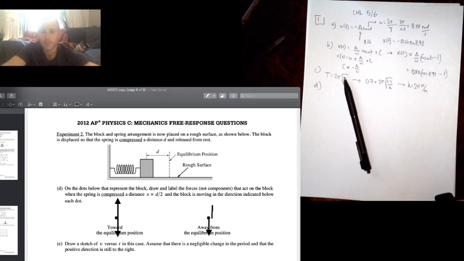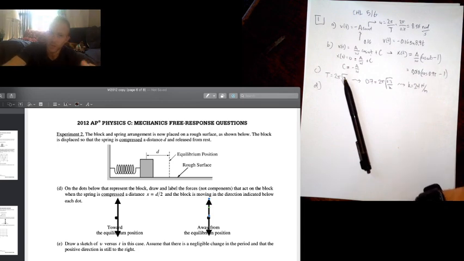And then we've got an elastic force. Now, if you're moving towards equilibrium, you're to the left. The spring is compressed, which means that force is going to be to the right. So this is the elastic force.